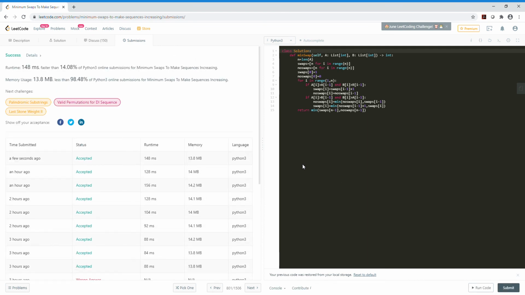Yes, 148 milliseconds. And one more thing that I missed out is swaps of 0 is 1 and no swaps of 0 is 0, because at the 0th position you can do one swap and still make it strictly increasing. And even if you don't do a swap at the 0th position, both the arrays are still strictly increasing. So no swaps of 0 is 0.